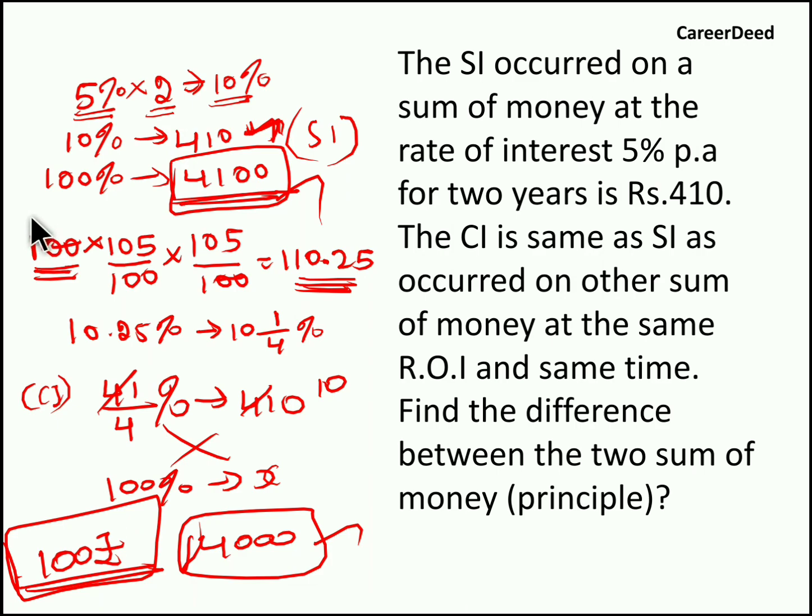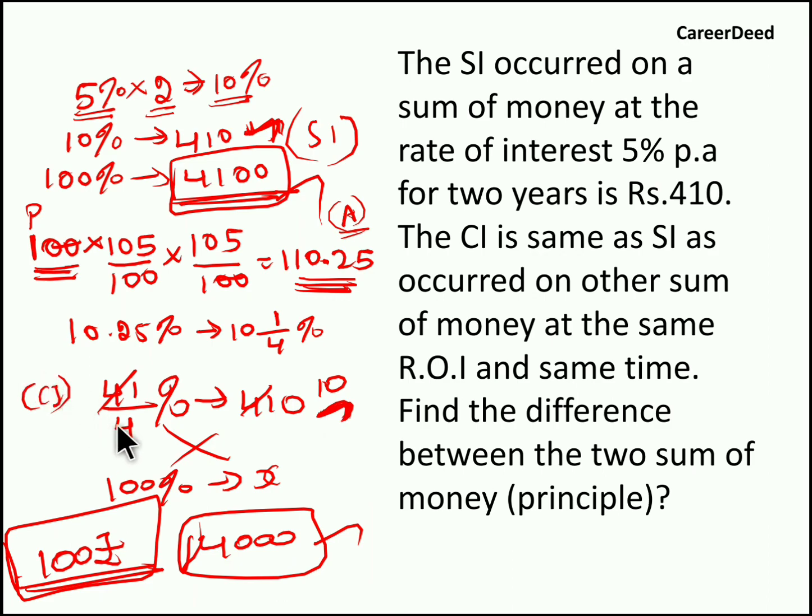So in compound interest, if 100% is the principal amount, the rate of interest is 5%. So to find the rate of interest alone, we are multiplying this 100% into 105 by 100 into 105 by 100. We are getting 110.25. So this 110.25 is nothing but the total amount, right? So to find the interest, amount minus principal, 10.25%. So if 100 is 100% and 110.25 is 110.25%, the total interest will be 10.25%. We are converting this decimal value into fractional format. So 0.25 is nothing but 1 by 4. So 10 1 by 4 is 41 by 4%. So here this 41 by 4% is 410 rupees, right?